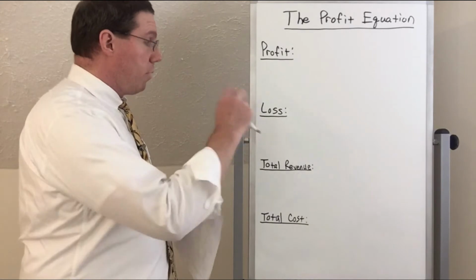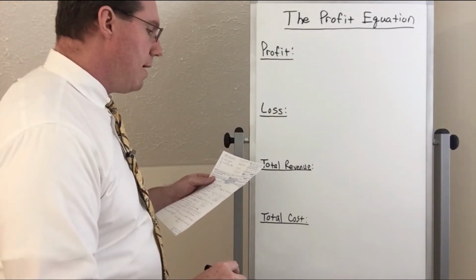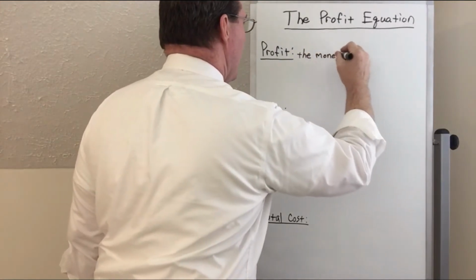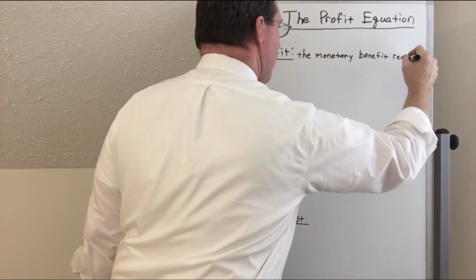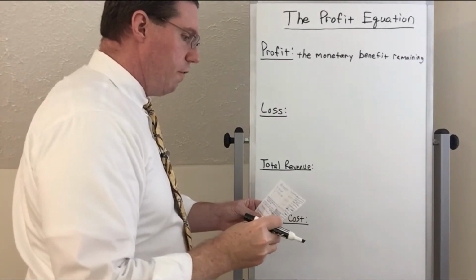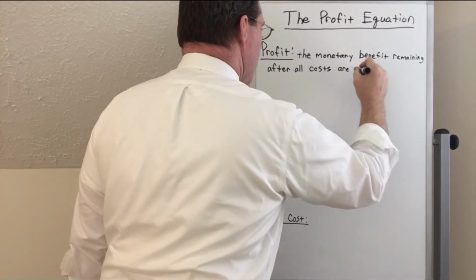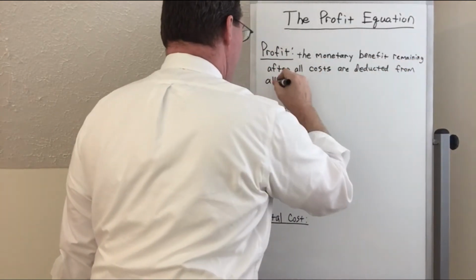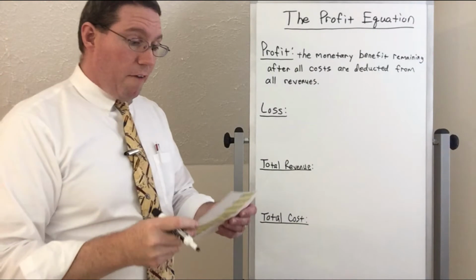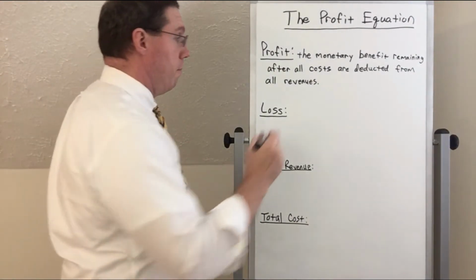Okay, what is profit? Profit is the monetary benefit remaining after all costs are deducted from all revenues. Now, profit is the income of the owners of a firm.